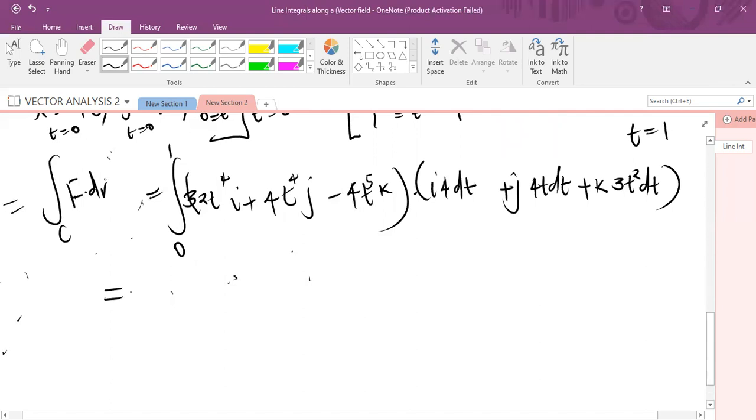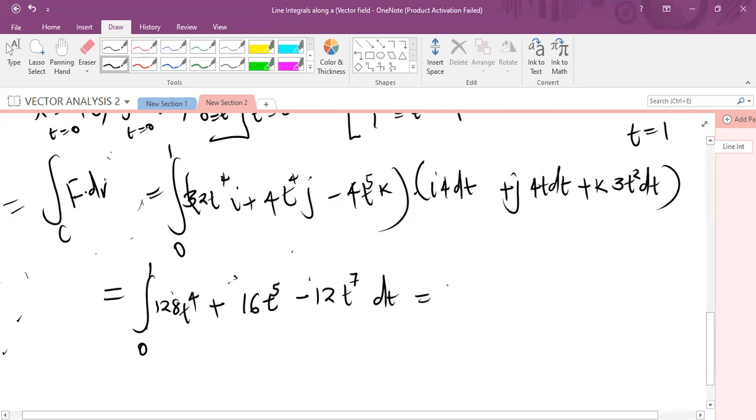So this is going to give us integral from 0 to 1 of, okay, so we have there 32 times 4, so that will give 128, and then we have i dot i, multiply with i will give 1, so that will give 128 t raised to power 4 plus, we are evaluating the dot product, j and j will give 1, so 4 times 4 will give 16 t raised to power 5 minus k will give 1, 4 and 3 will give 12, and then t will be raised to power 7 dt.